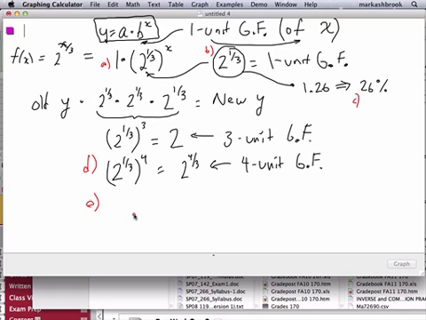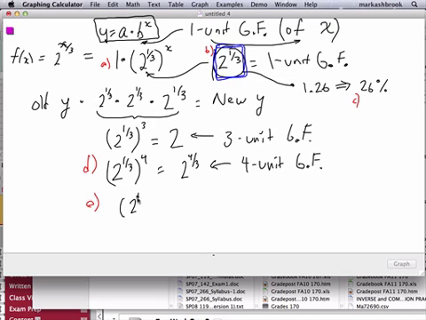We have 2 to the 1/3 raised to the 1/5. Yeah, so everything in these problems really revolves around this, the 1 unit growth factor, like all percent change, all the other growth factors. Get that 1 unit growth factor and then everything falls out from that. So what was this, the 1/5 unit?